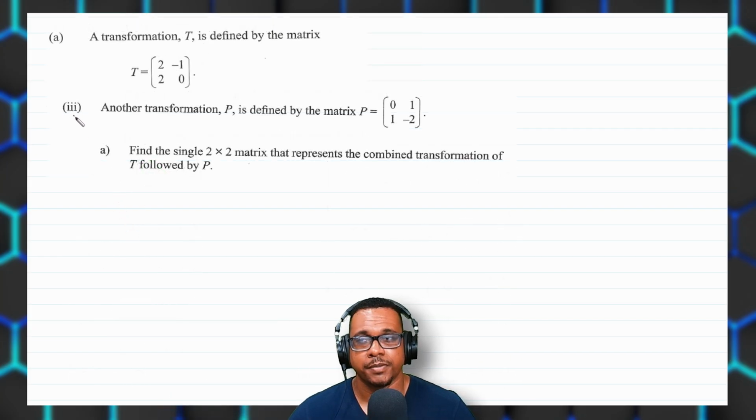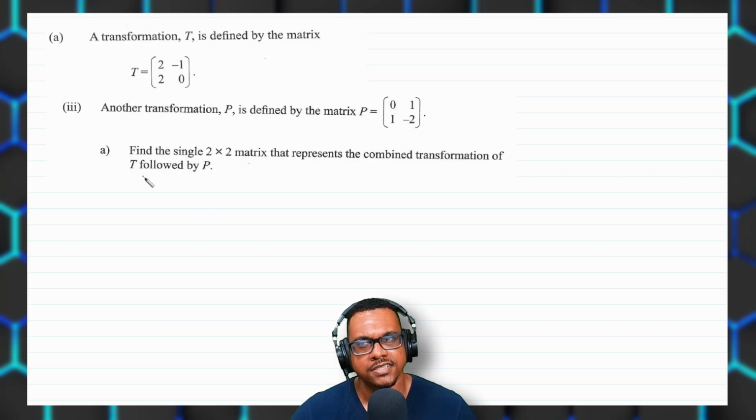So now moving on to part 3, we have another transformation. P is defined by the matrix, and we have the transformation matrix of P. They want to find a single 2 by 2 matrix that represents the combined transformation of T followed by P. So here I have T on top, and this is my transformation matrix for T, and this is my transformation matrix for P.